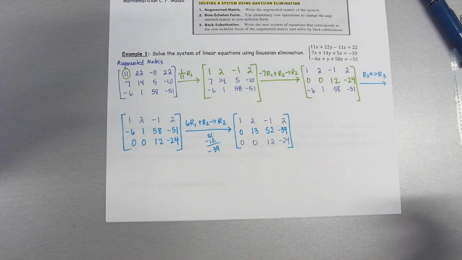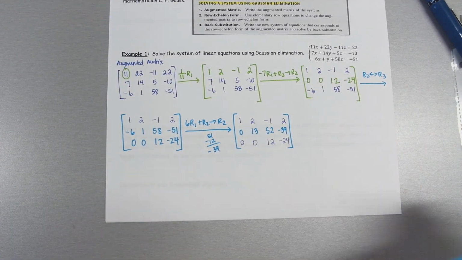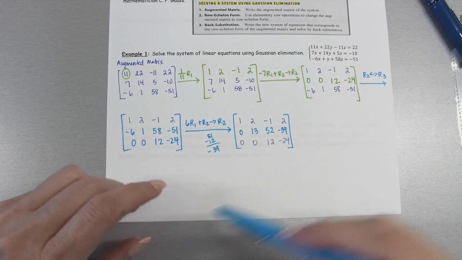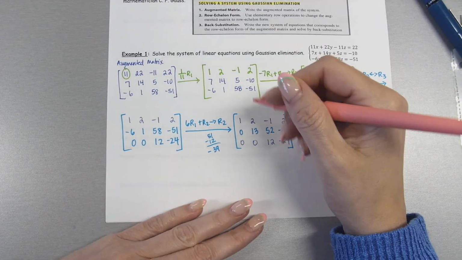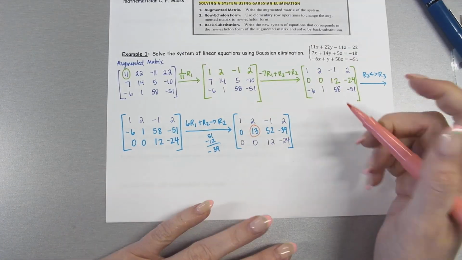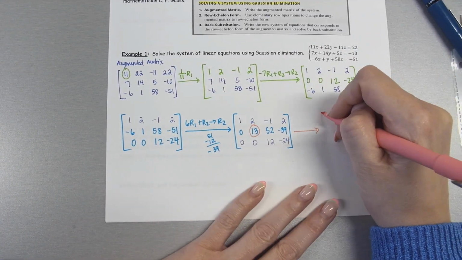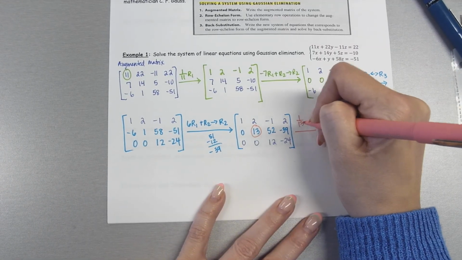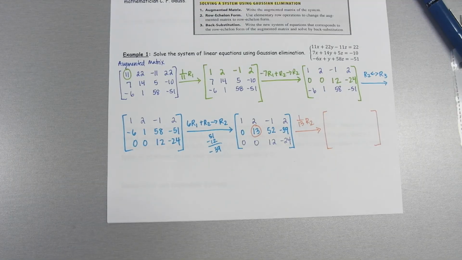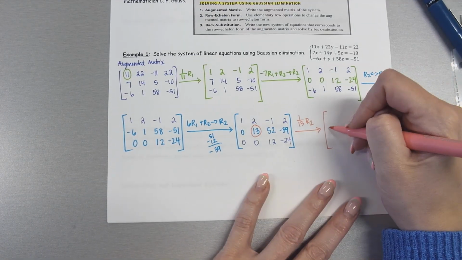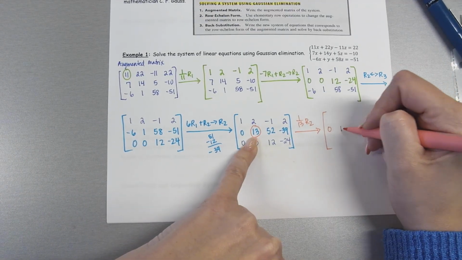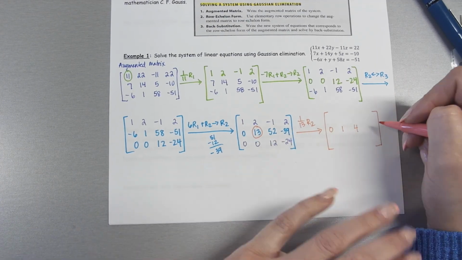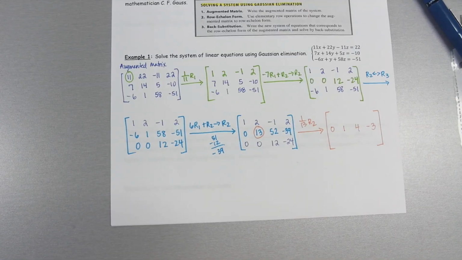Okay, and then from there, now we can get the next leading 1. So we have 1, 0, 0. So now we want to make this 13 a 1. How are we going to do it? Yep, we're just going to multiply by that reciprocal, so 1/13. And we get lucky again. They're all multiples of 13, right? So you have 0, 1, 52 divided by 13 is 4, and then -39 divided by 13 is -3.